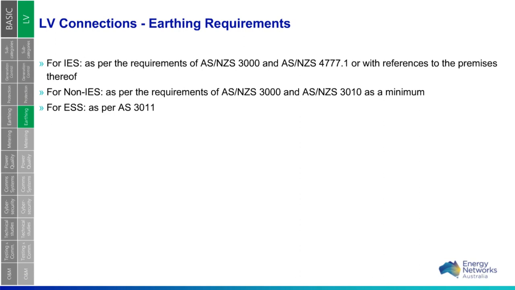So for LV connections, earthing requirements for IES would be as per AS 3000 and 4777, or with references to the premises of that standard. And then for non-IES, as per AS 3000 and AS 3010 as a minimum, and then for ESS, as per 3011.